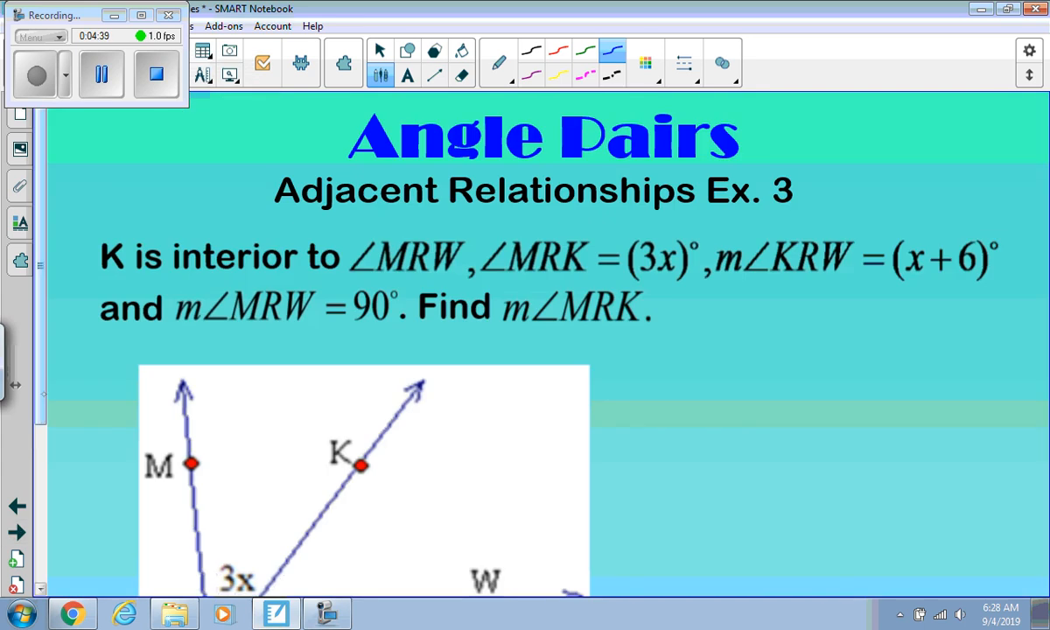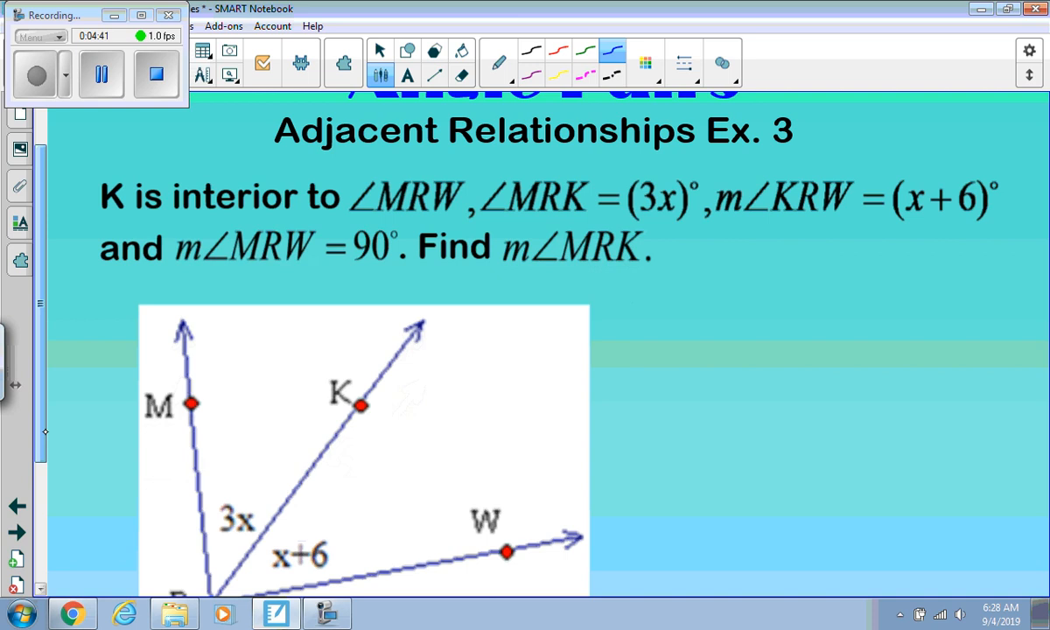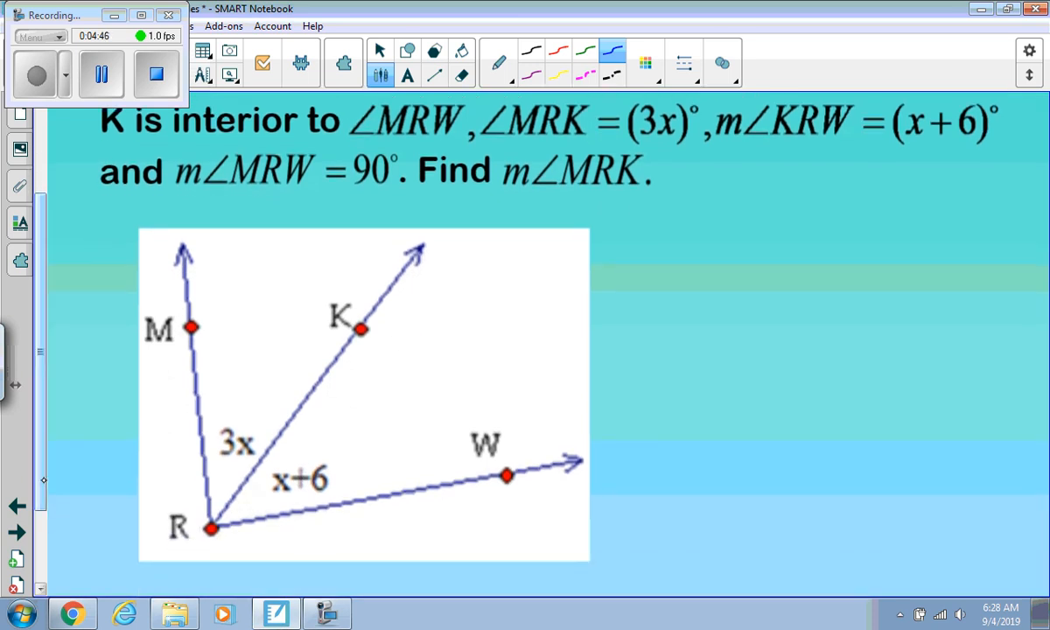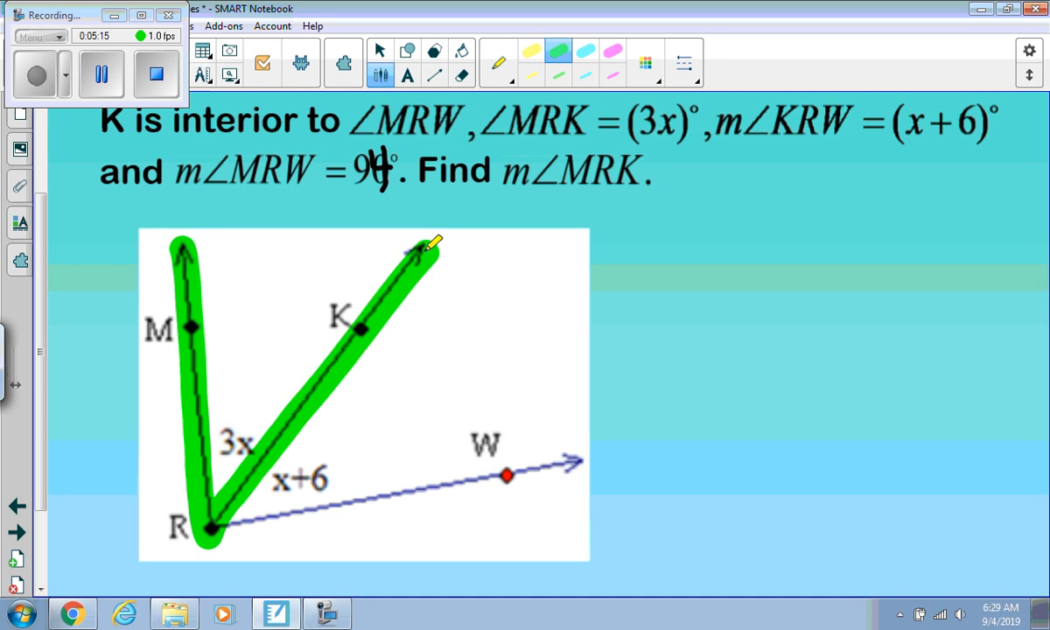All right, so you're going to take this a step further. We've got K being interior to angle MRW. We know that MRK is 3x, which is already labeled for us. And we know that KRW is x plus 6, which is also labeled for us. And we know that this angle is 94 degrees. We want to find the measure of MRK, which is that 3x there.